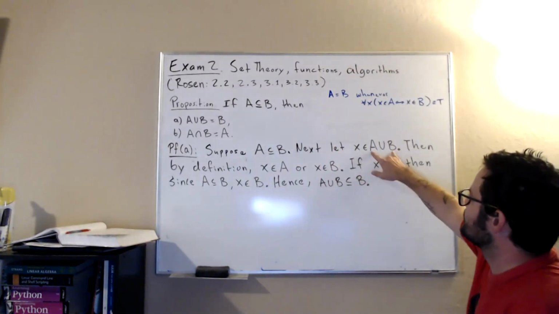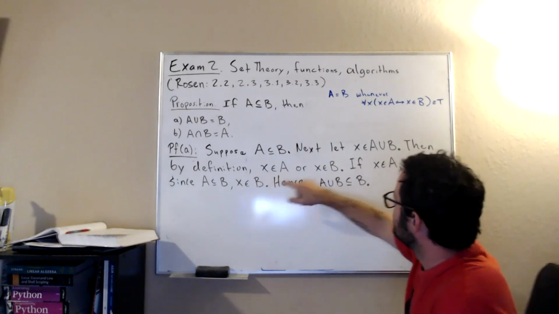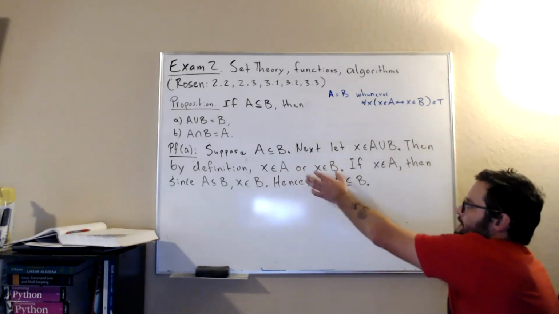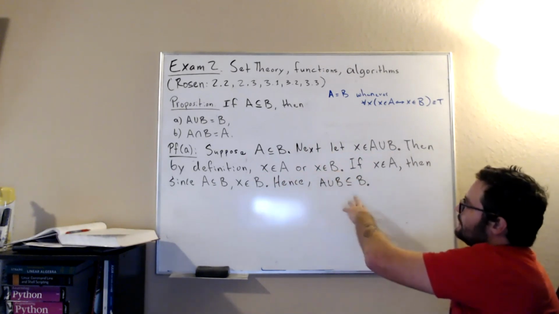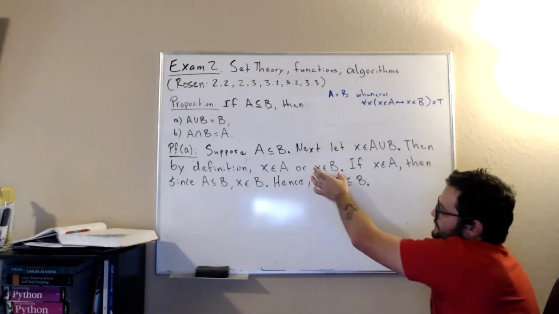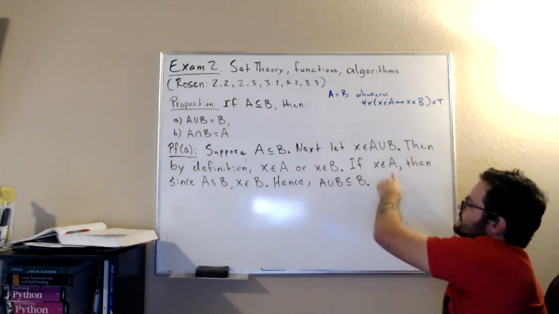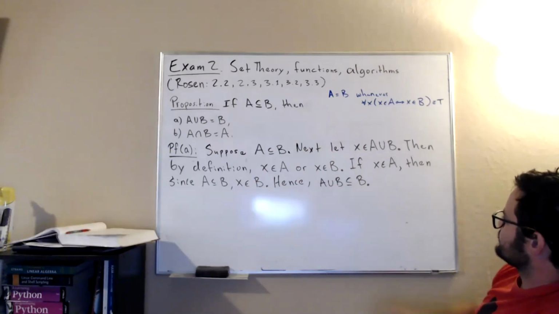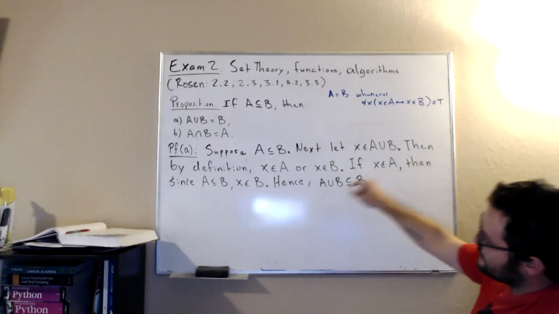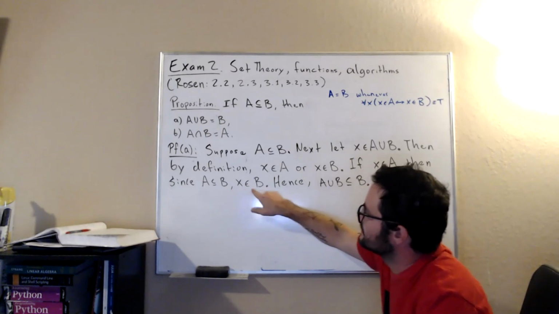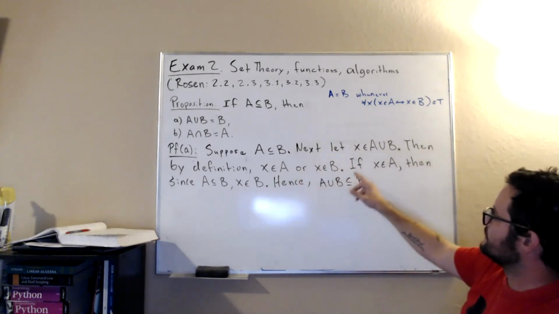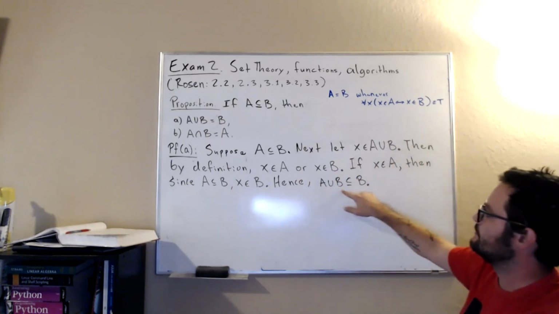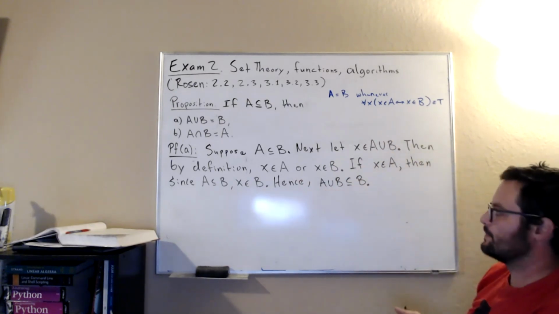So we picked an arbitrary element in A union B. So by definition, X is in A or X is in B. If X is in B, fine, that's not the case you have to worry about. You have to worry about if X is in A. Okay? So then, if X is in A, then since A is a subset of B, X is also in B. In either case, anything inside of the union must also be in B. So this A union B is a subset of B.